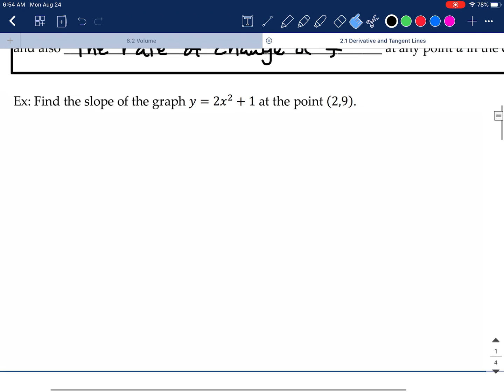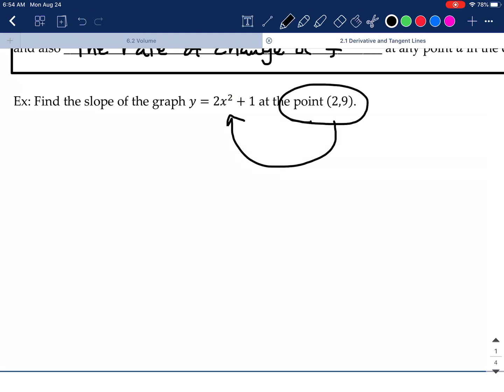So we've got an example here. Find the slope of the graph y equals 2x squared plus 1 at the point (2, 9). Note the point (2, 9) is a point on the function. We're going to get situations where we have points not on our function. But for the point (2, 9), if you plug in 2, you'll get 4 times 2 plus 1, which is 9. So that's important for the moment.